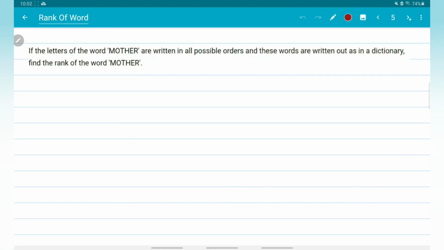Now let's see one more question, and this time we have to find the rank of the word mother. So we are going to write mother, and mother does not have any repetition, so follow the procedure which we followed for the previous question, that is for random. So first and foremost, arrange them in alphabetical order. So this comes first, then this will be second, then this will be third, fourth and fifth, and this one sixth. So I've arranged them in alphabetical order.